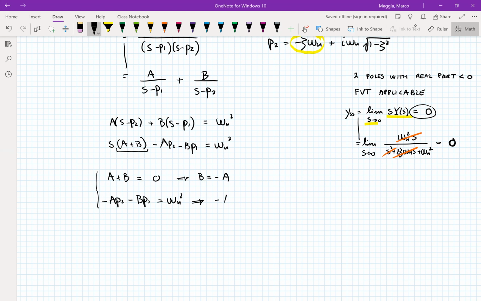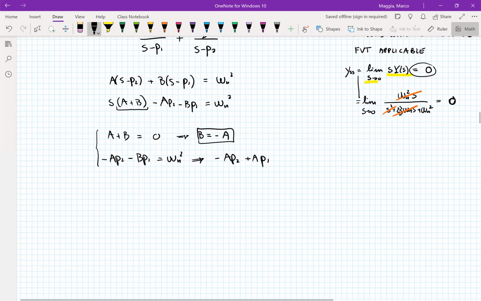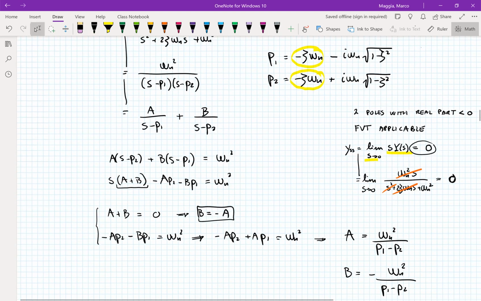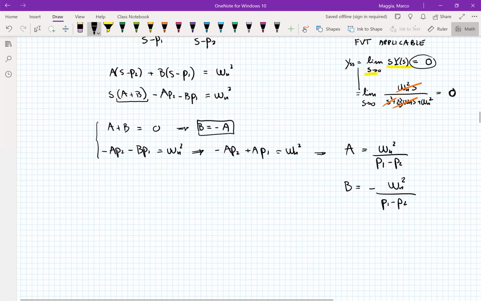So we have minus a p2 plus a p1, using the first equation, has to be equal to omega n squared. Therefore, a is equal to omega n squared over p1 minus p2, and b is the opposite. Now, what is p1 minus p2? Well, we have p1 and p2 defined up here.